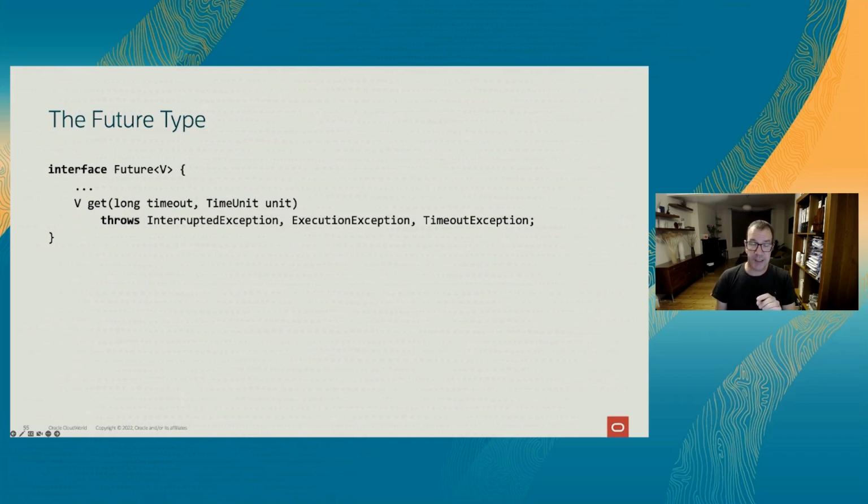If the computation completed by throwing an exception, this exception would be wrapped in an execution exception. If the computation timed out or was interrupted, a different kind of exception would be thrown. So once I've given you this explanation, you can look at this declaration and you can understand how it works.